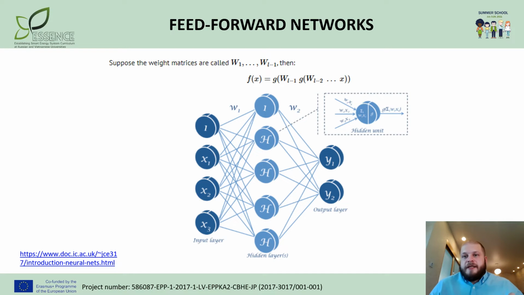A feed-forward neural network is an artificial neural network wherein connections between the nodes do not form a cycle. As such, it is different from its descendants, like recurrent neural networks. The feed-forward neural network was the first and simplest type of artificial neural network devised. In this network, the information moves only in one direction, forward from the input nodes through the hidden nodes, if there are any, and to the output nodes. There are no cycles or loops in the network.